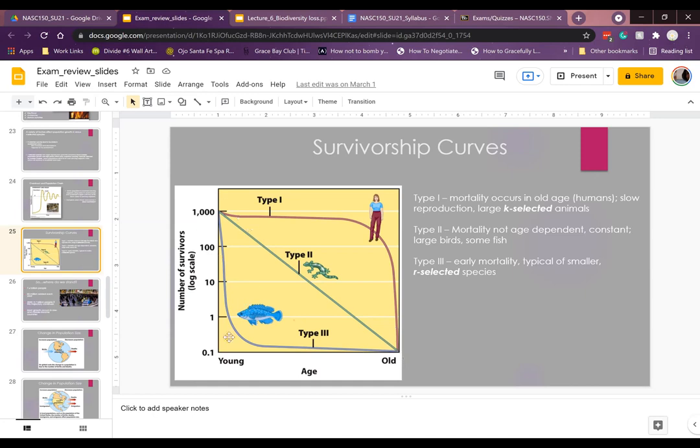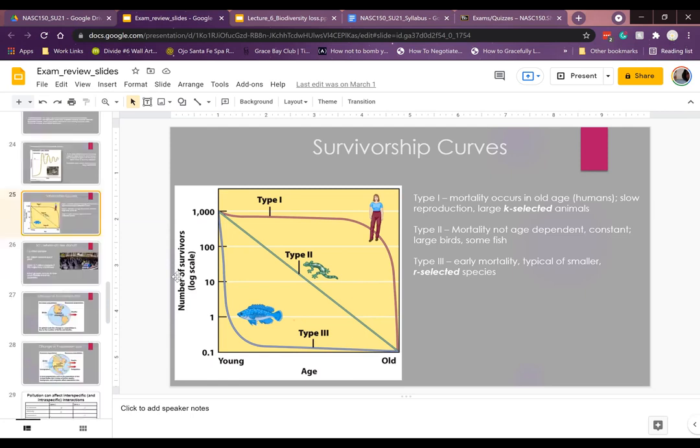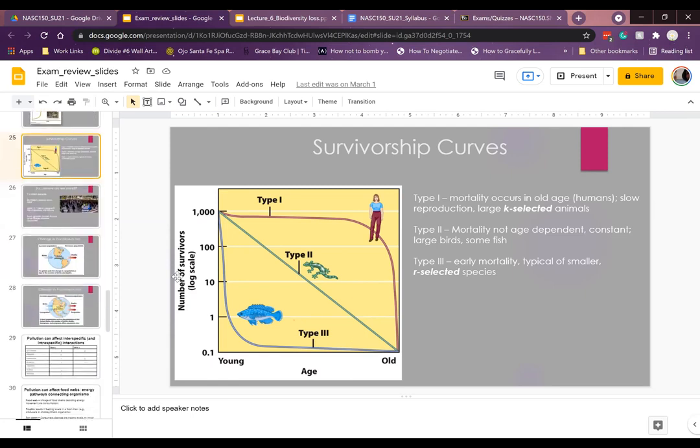Then you have type three, which would be pretty characteristic of things like mice. Those are R-selected species. High mortality early on. Very few individuals living late into life. You see very, very few old mice in nature. Most of the mice you see in nature are young.